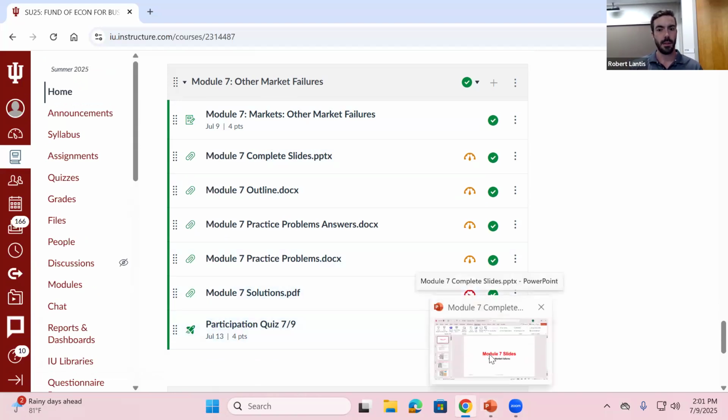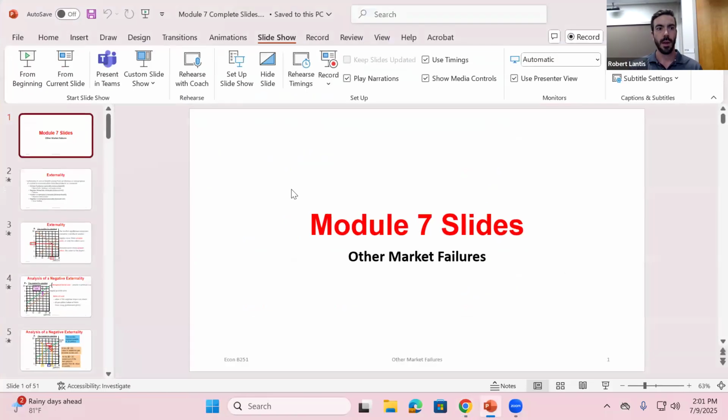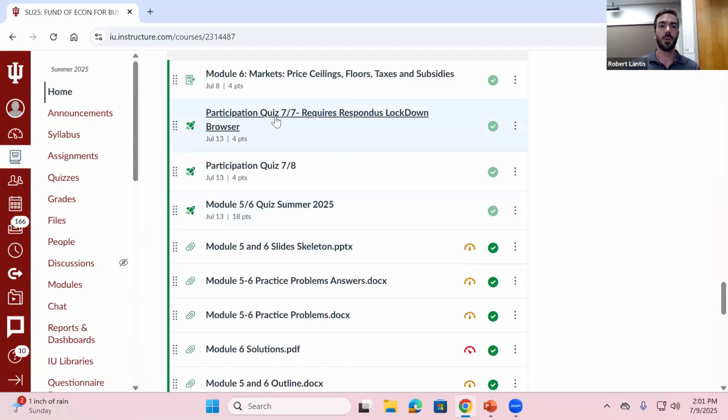Other than that, I don't think I have anything else to mention before we hop into material. Are there any questions before we get started here? One thing I did want to mention: that participation quiz, there's still a decent number of people who haven't done that yet from Monday. That's the one that requires the lockdown browser. Please try to get on and get that done as soon as possible, because that's what we're going to be using for next week's exam on Friday.